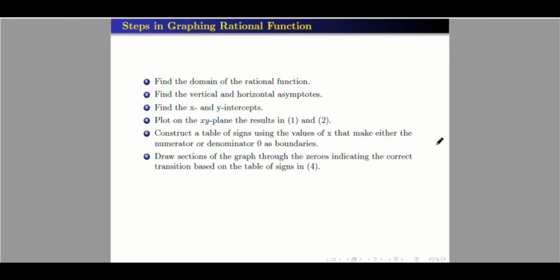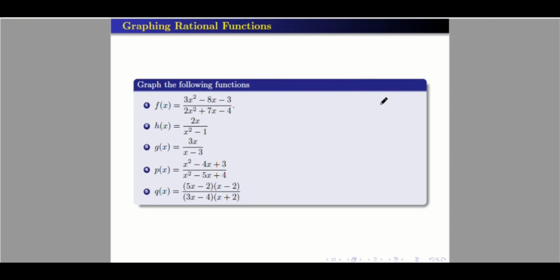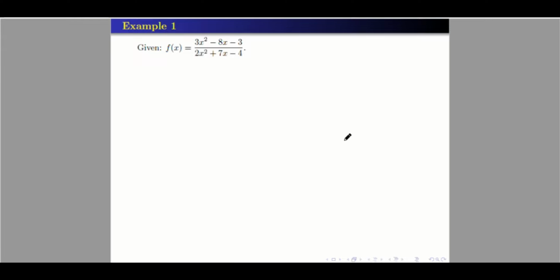So we have these steps. In our previous video we've discussed numbers 2 and 3. Now we'll be plotting these points. Last time in our previous videos we've discussed how to find the asymptotes and the intercepts of these 5 rational functions. So let's go with number 1.